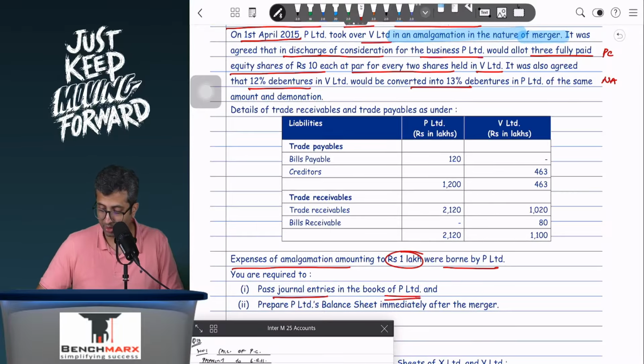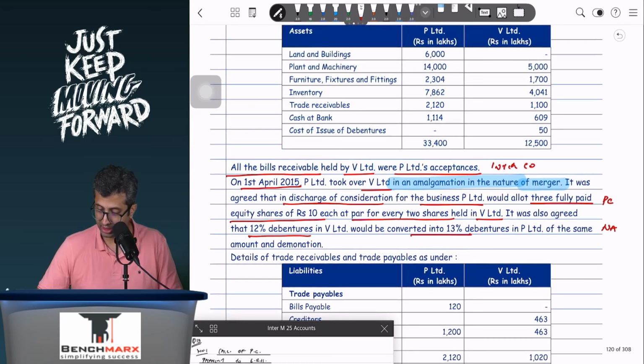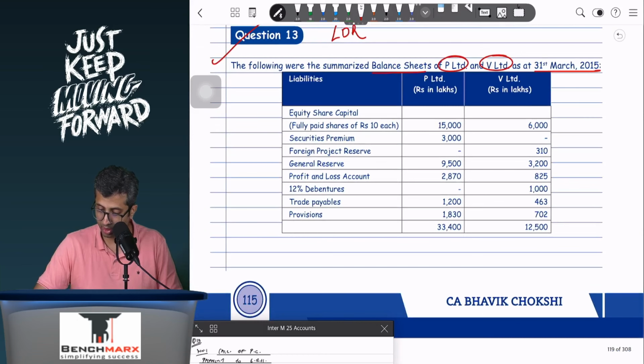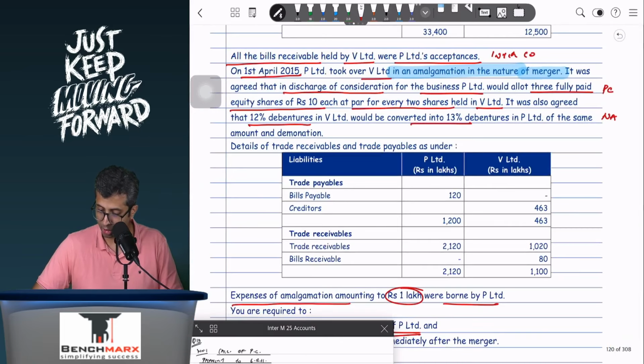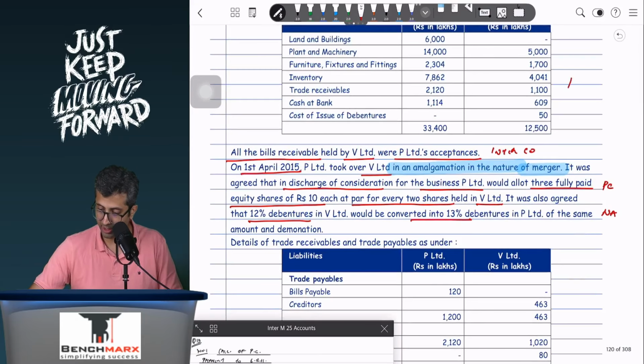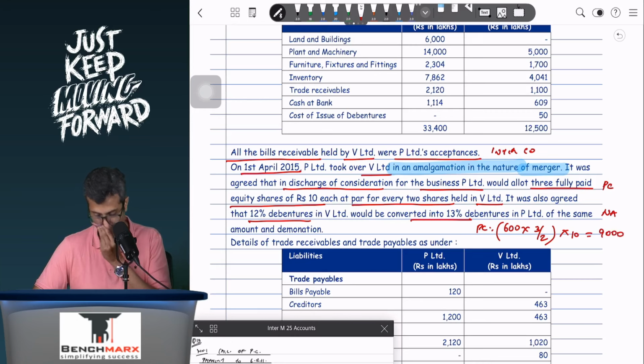Now for that you will first have to calculate PC. Now PC is 3 shares at par for every 2 shares held in V. So if I go to see, there were how many shares in V? Maybe 600 equity shares of rupees 10 each. So your PC over here would be 600 into 3 by 2. These are the number of shares, I think 900 to be issued of rupees 10 each. So can I say 9,000 will be the PC? Okay, 9,000 will be the PC.